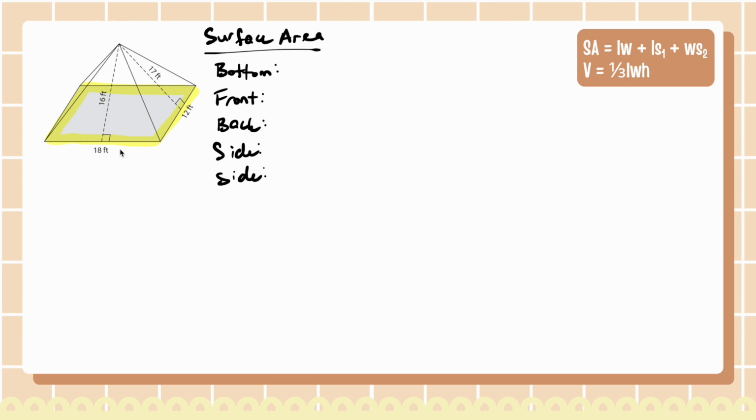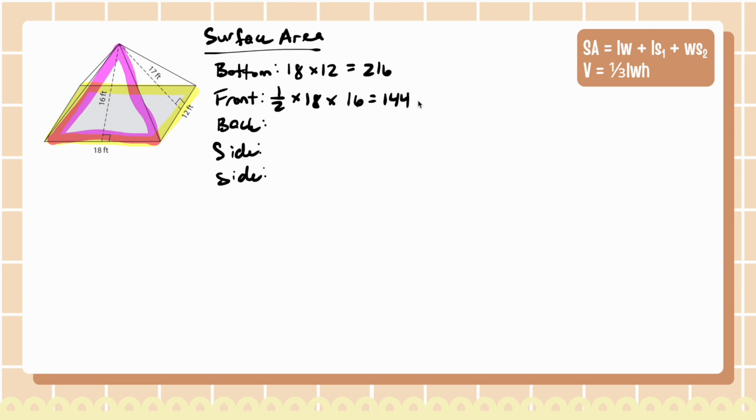So dimensions are 18 by 12, so we're going to do 18 times 12, and that's going to get me 216. Let's do the front and the back next. So the front side is a triangle, which means we're going to do 1/2 times base, which is 18, times the height of the triangle, which is 16. All of that multiplied is going to get me 144. If the front is 144, that means the back is 144 as well.